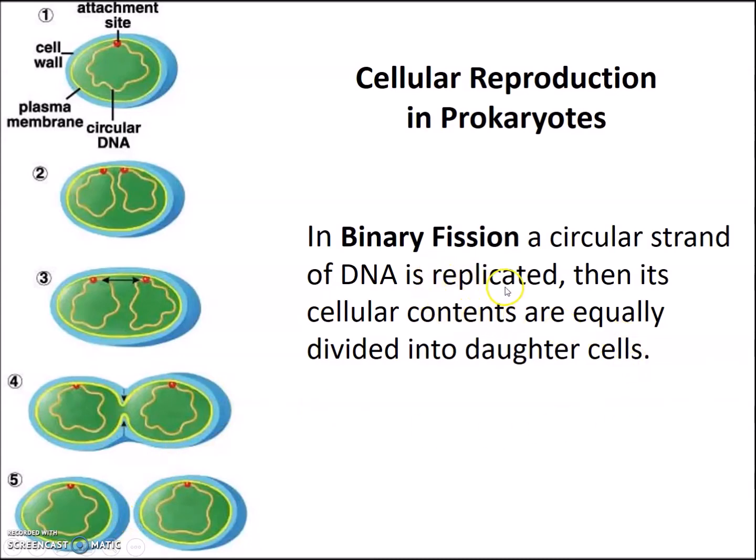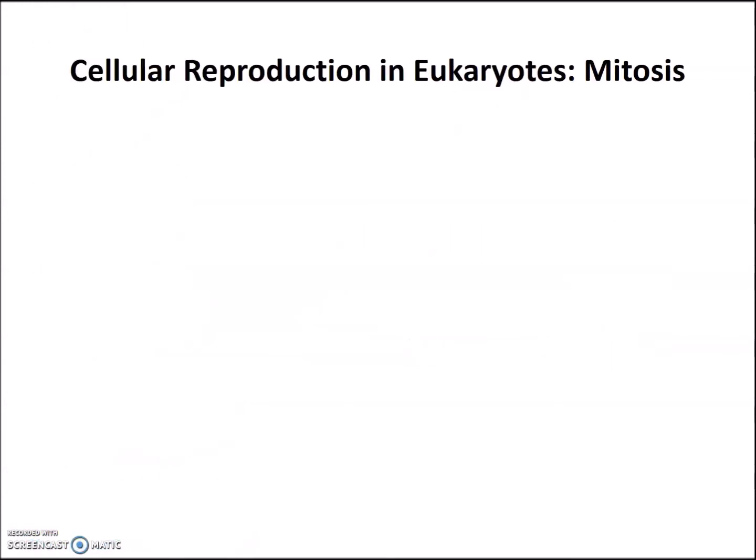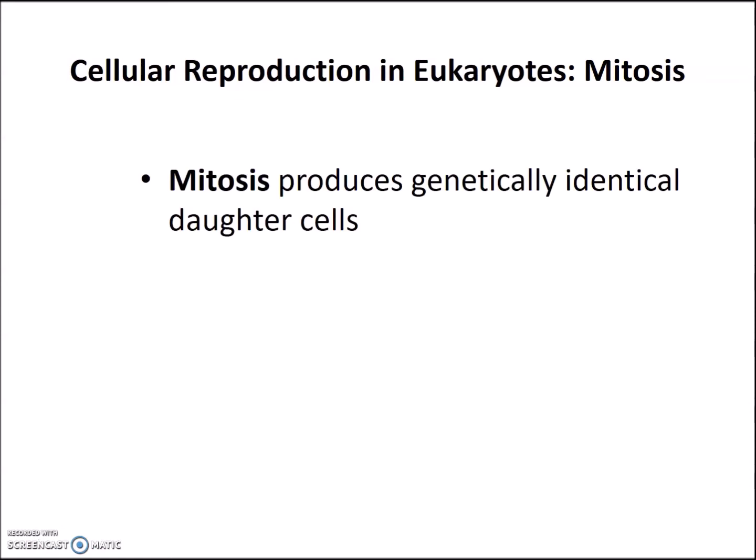In binary fission, we replicate the DNA and then divide cell contents equally into daughter cells without a whole lot of worrying about whether everything's exactly equal in the cytoplasm contents. In eukaryotic cells, there's a little more to it. So let's take a look at that now.